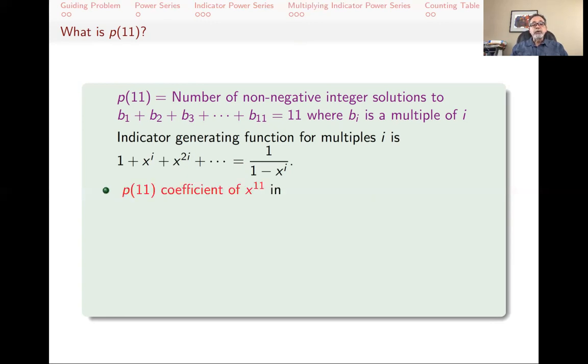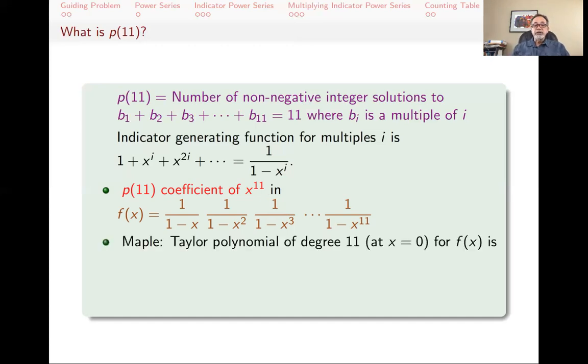So what we're going to do is, P11 is the coefficient from multiplying all of those indicator functions. So I have to multiply 1 over 1 minus x with 1 over 1 minus x squared, 1 over 1 minus x cubed, all the way to 1 over 1 minus x to the 11. Why do I need that much? Because 1 over 1 minus x cubed tells me how many 3s I'm going to use in my partition. 1 over 1 minus x to the 7th tells me how many 7s I'm going to use. And the coefficient of x to the 11th is going to be the total number of partitions.